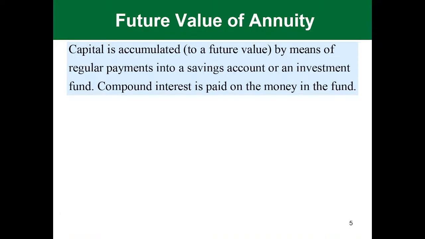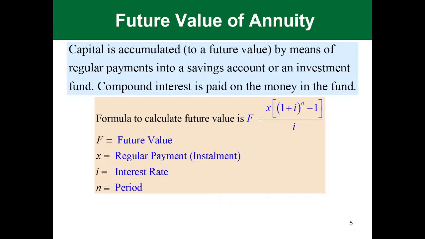Capital is accumulated to a future value by means of regular payments, which we did. You pay a constant amount like a pension fund, like UIF or whatever, whenever you are paying a certain amount constantly. This is what will happen. Compound interest is paid on the money in the fund. We are working with compound interest, but you keep adding money to it. This is the formula we derived on the previous slides, in the previous lesson.